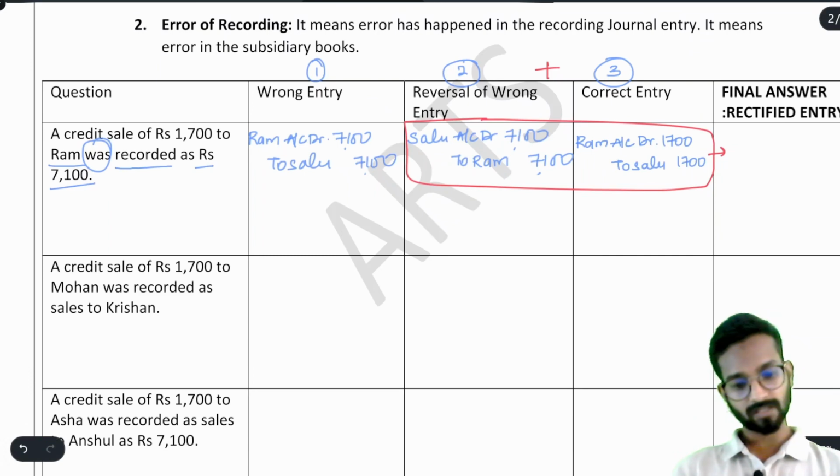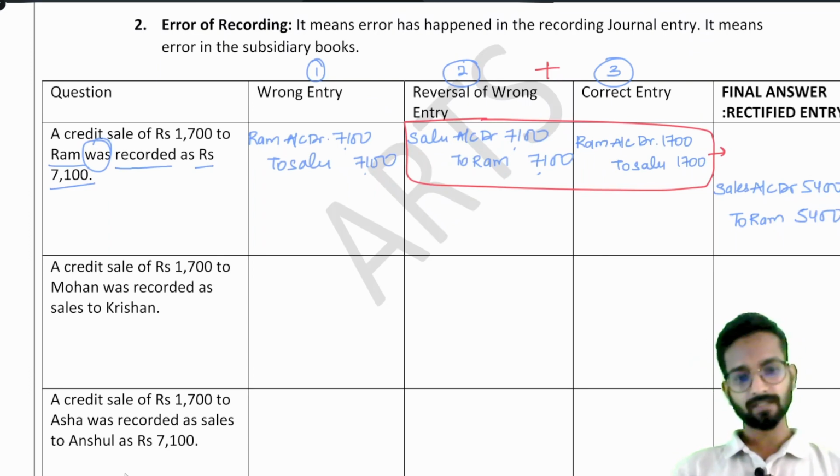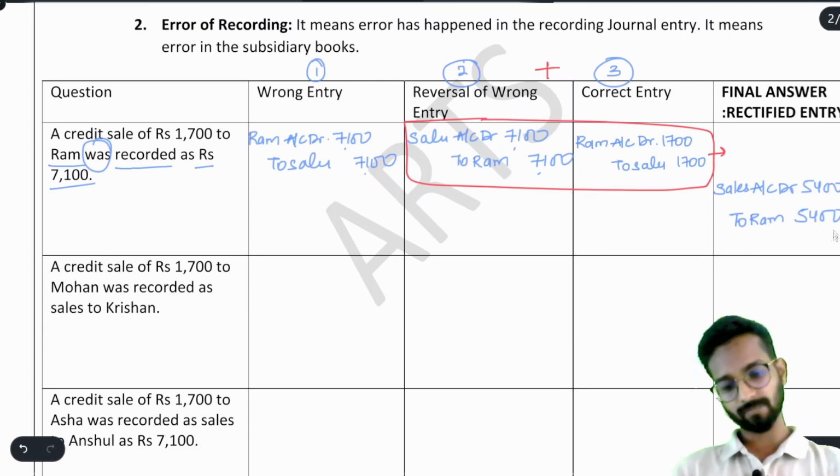Now see how it happens. Ram account is debited by 1700, but here Ram is credited by 7100. So in my answer I will write here to Ram. How much is the difference? 5400, and sales will be there. Sales account debit 5400. Understood? Very easy.